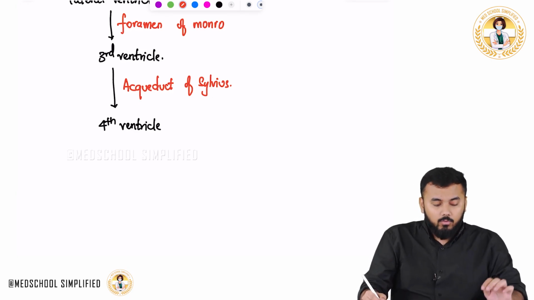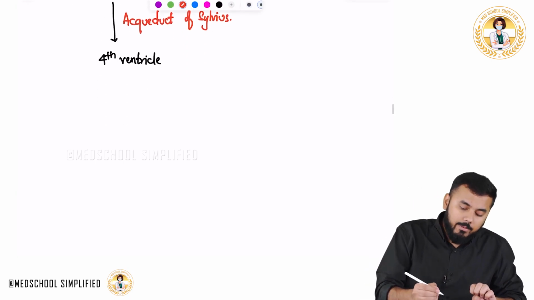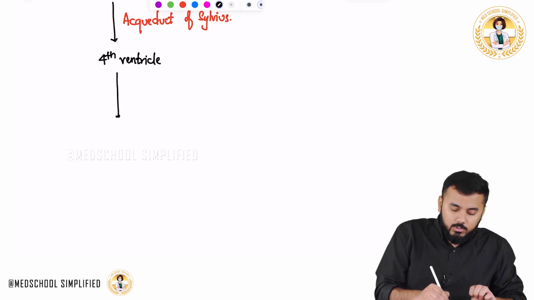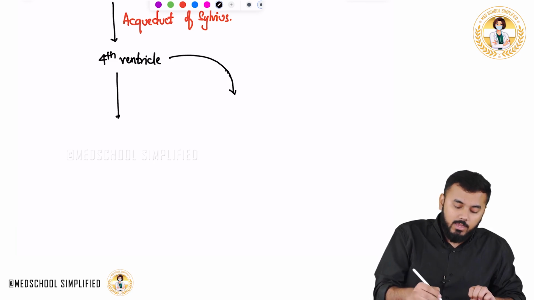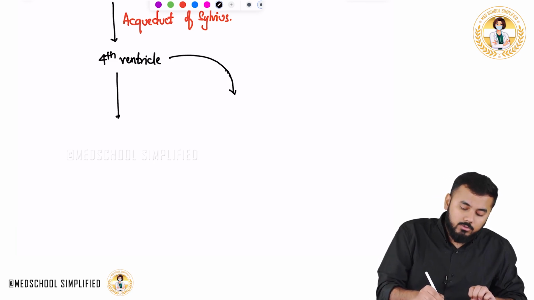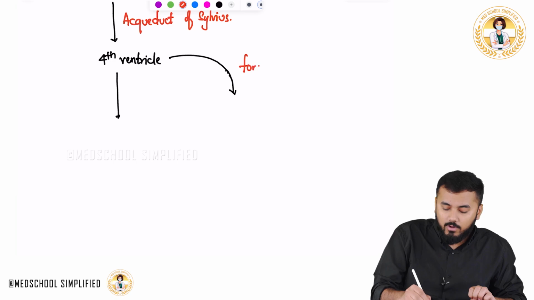Aqueduct of Sylvius. Now, from the fourth ventricle, what can happen? There are two pathways. This is one pathway which I did not discuss. There is another pathway like this. What is another pathway? With the help of the foramen of Luschka.